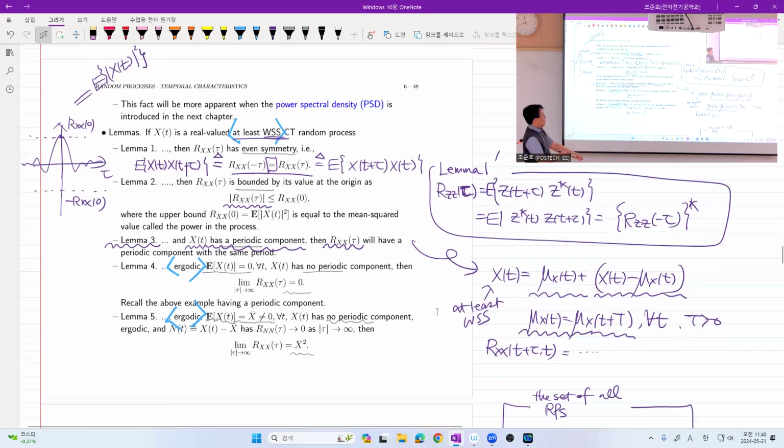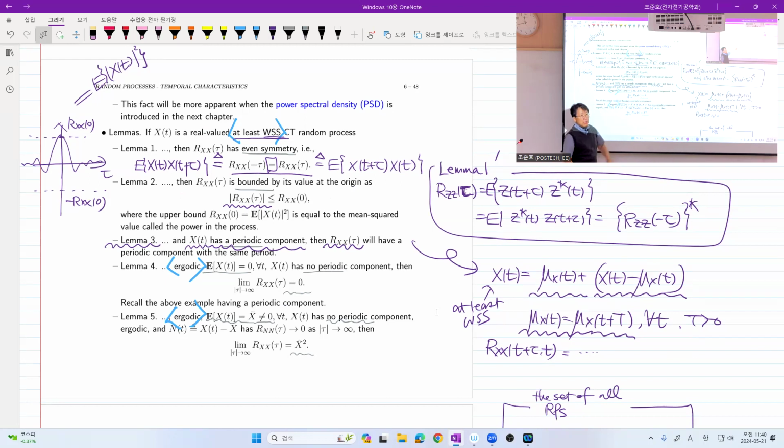Here goes another lemma. Again, we assume ergodicity, which means that a single sample path provides you information about the ensemble average and statistical properties. Here we assume, differently from lemma 4, a non-zero mean, which must be constant due to the wide-sense stationarity assumption. Still, we have no zero mean component and no periodic component. In that case, you simply add a non-zero component to the previous random process.